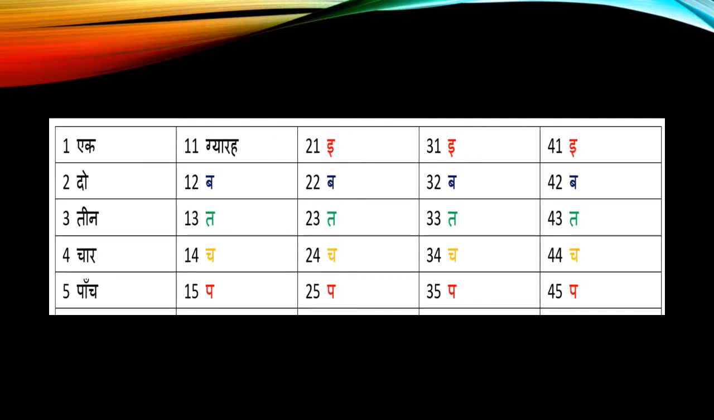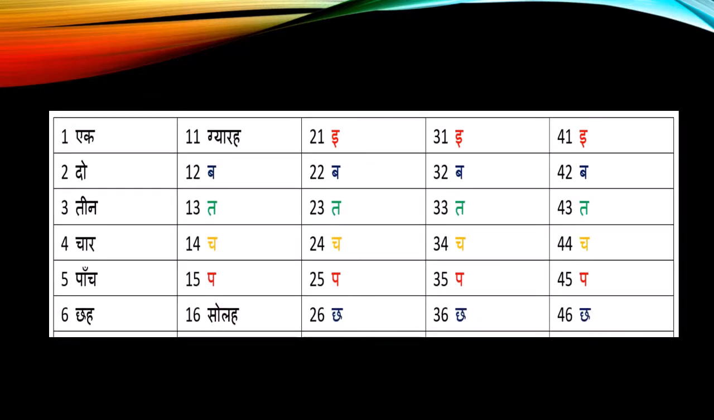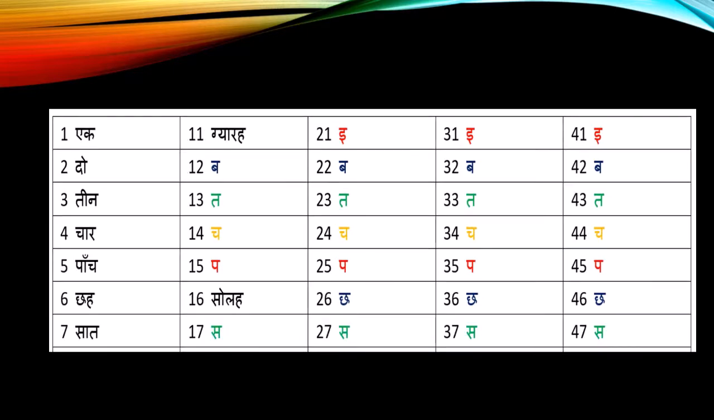Let's move on to row 5. Row 5 has 5, 15, 25, 35 and 45. 5 is panch. So if you remember pa, 15, 25, 35 and 45 all start with pa. Let us move on to row 6. Row 6 has 6, 16, 26, 36 and 46. 6 is chh. So if you remember chh, 26, 36 and 46 start with chh. I had already told you that 16 is slightly different, so you have to memorize 16, which is sola. I'm sure you must be getting the logic now.